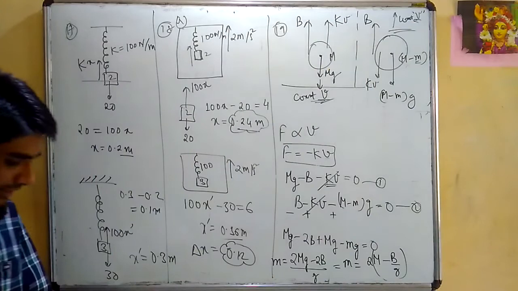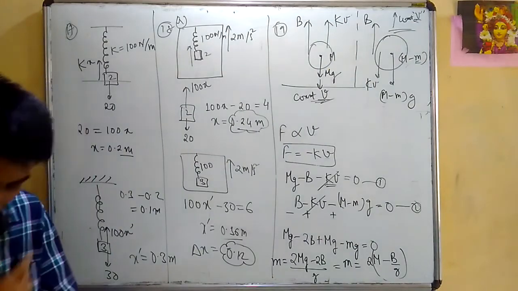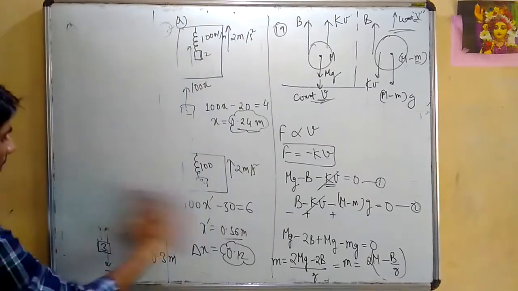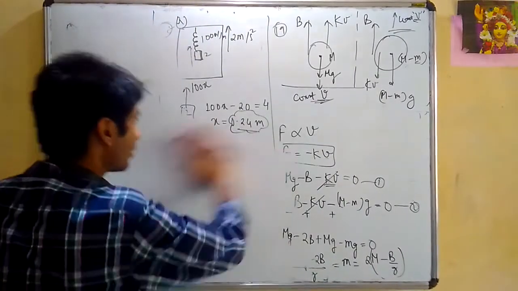Anyway, so this is question number 19. Let us come to question number 20. An empty plastic box of mass m. Now you can solve this question because this question is a replica of the balloon question we have solved just now.